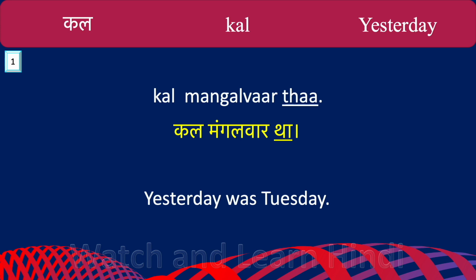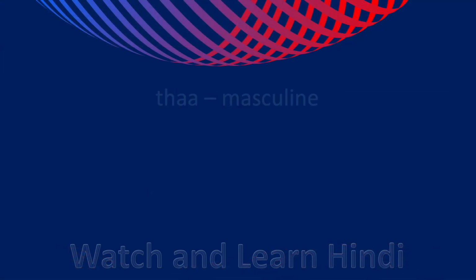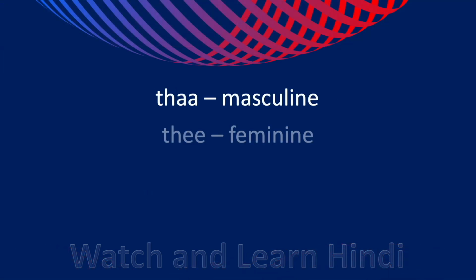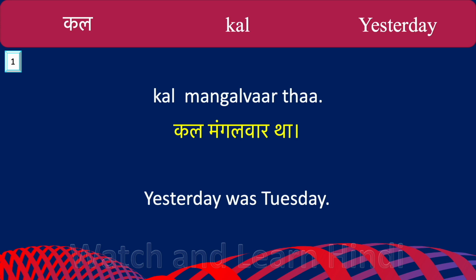As I told you, kal can either mean yesterday or tomorrow. So how do we know that here it means yesterday? It depends on this last word that I have underlined in the sentence, tha. Whenever you see tha in a sentence or you hear it in a sentence, you know that whatever we are talking about is in the past tense. Tha is always past tense. And that's how we know that kal here means yesterday. Now tha is the masculine version. The feminine version is thi. Tha is masculine, thi is feminine. But they are always past tense, both of them. So here in this sentence, kal is yesterday, Mangalwar is Tuesday, and tha tells us that kal here represents yesterday.